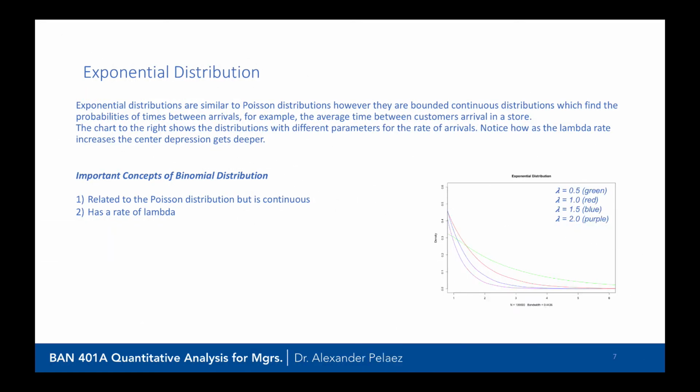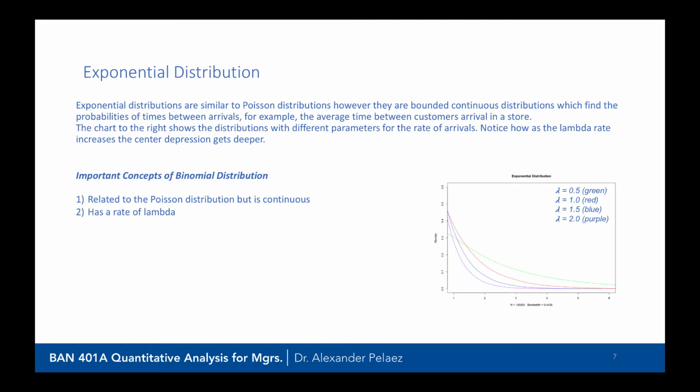Exponential distributions are similar to Poisson distributions. However, they are bounded continuous distributions which find the probability of times between arrivals. So whereas the Poisson distribution gave us the number of counts, the exponential distribution is going to describe the interval time between events or between counts. For example, the average time between customers' arrival in a store.